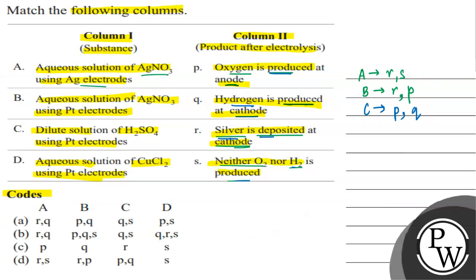तो अगर हम options में देखें, D will match with only S क्योंकि हमारा सिल्वर की D में बात नहीं हो रही है, ना कि हमारा हाइड्रोजन is getting produced at anode and ना कि हमारा oxygen is getting produced at anode. So only S will be the right match for option number D, which is neither O2 nor H2 is being produced. तो हमारा option number D will be correct क्योंकि A में RS, B में RP, C में PQ and D में S. So our option number D will be the right option.